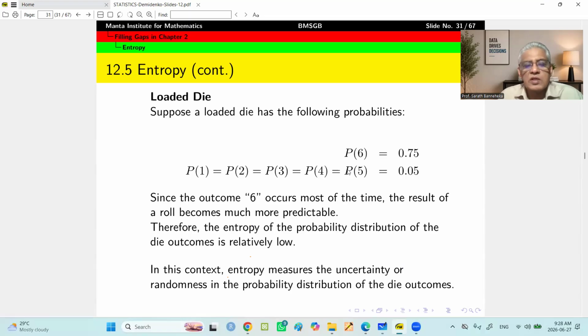So in this context, entropy measures the uncertainty or randomness in the probability distribution of the die outcomes. So we are considering the randomness of the probability distribution.